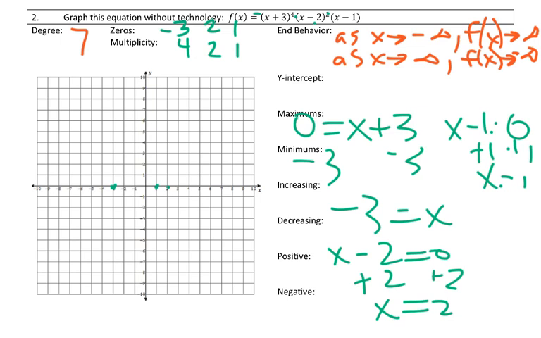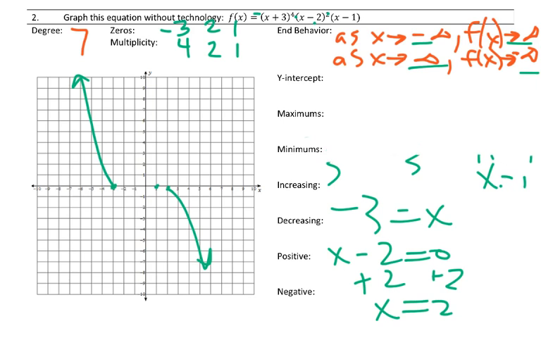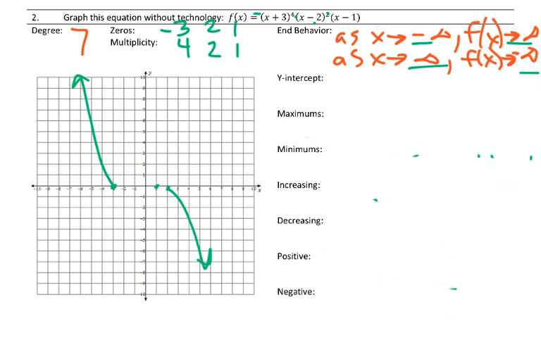Now I know my end behavior. As I go to the left, it's going up. And as I go to the right, it's going down. So it's going to go down like that somehow. But what's happening in between depends on that multiplicity.